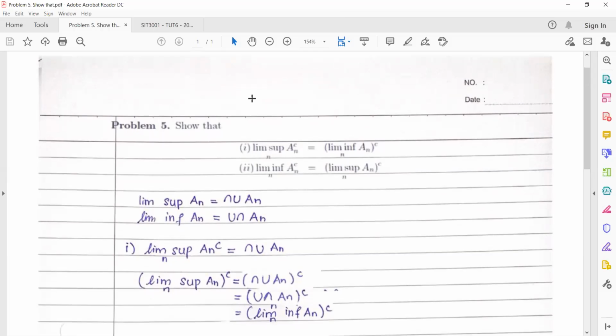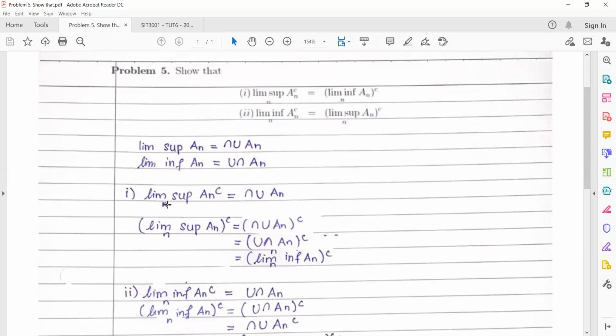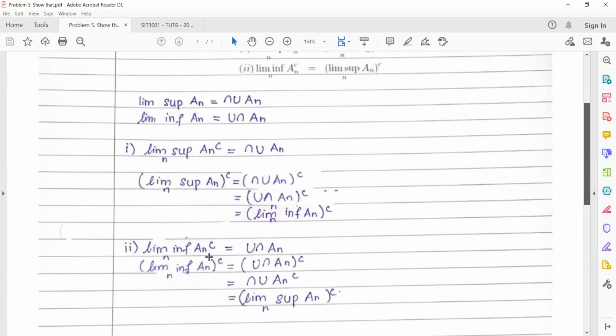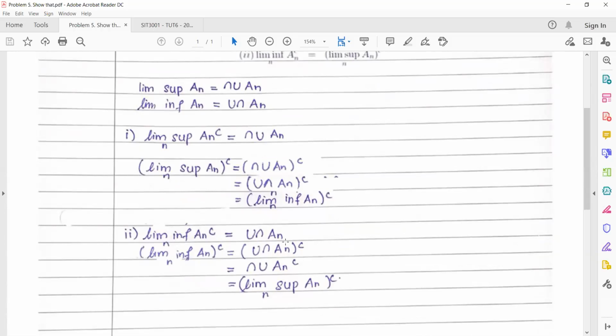First, by definition, from De Morgan's law, we know that lim sup An is equal to this set, which is the intersection of unions of An, and lim inf An is equal to this set, which is the union of intersections of An. So for the first question, lim sup An complement is equal to this set, and then we put a bracket for both sides, and after this the sign will change, and we know that it is equal to lim inf An complement, and it is shown. And for the second one, lim inf An complement is equal to this set, and we also put the bracket for both sides, and we can show it equals lim sup An complement.